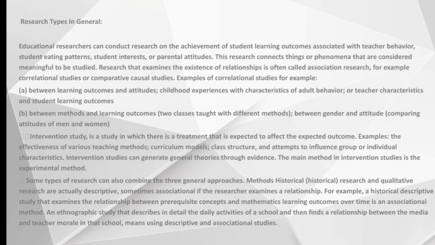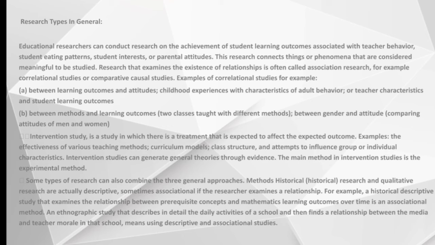The next is research types in general. Educational research can conduct research on the achievement of students' learning outcomes associated with teacher behavior, student eating patterns, student interests, or parental attitudes. This research connects things or phenomena that are considered meaningful to be studied. Research that examines the extent of a relationship is often called association research. For example, correlational studies or comparative causal studies.